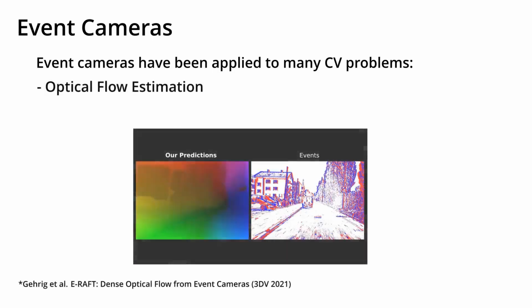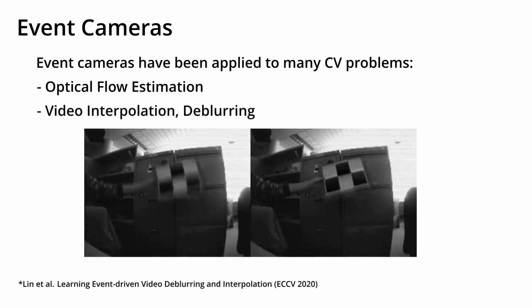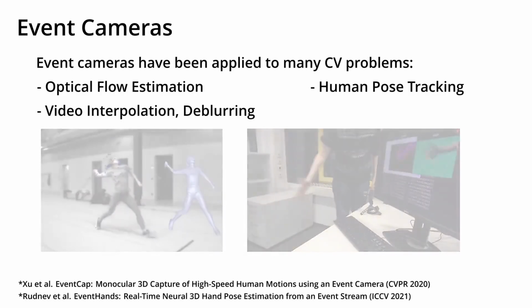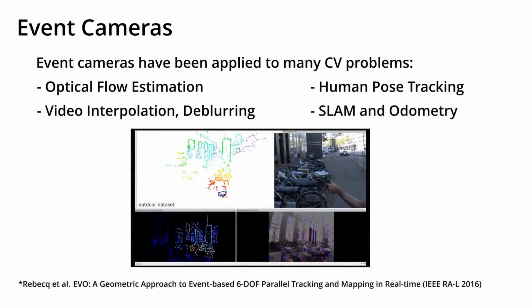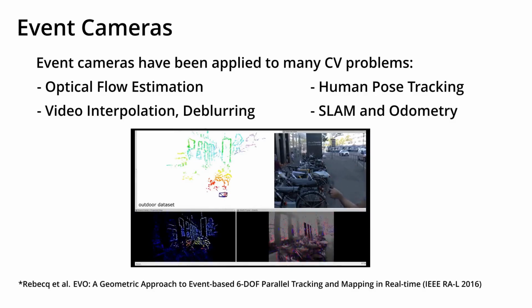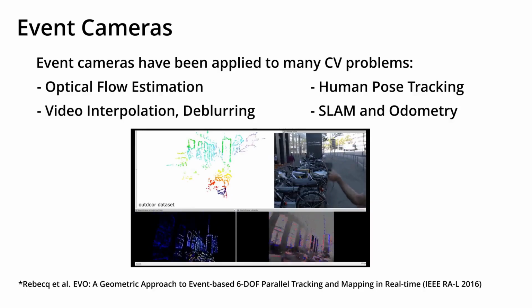This includes optical flow estimation, video interpolation and deblurring, 3D pose estimation, geometry reconstruction, and many more. However, existing event-based 3D reconstruction approaches can recover only sparse, colorless point clouds of the scene.